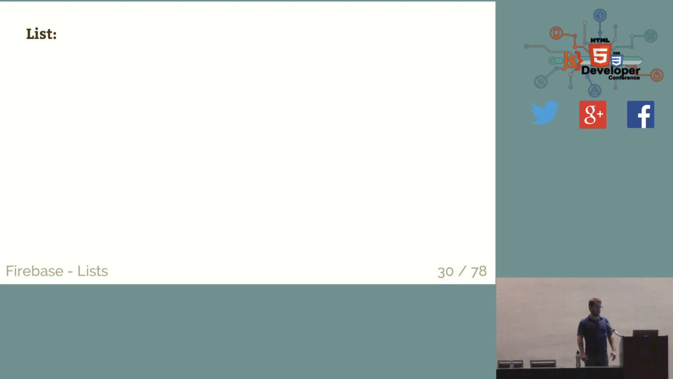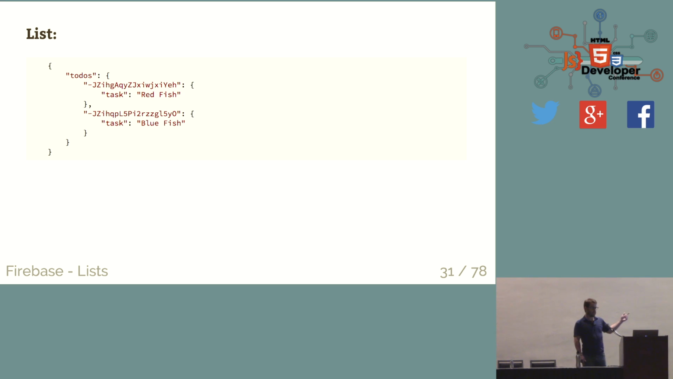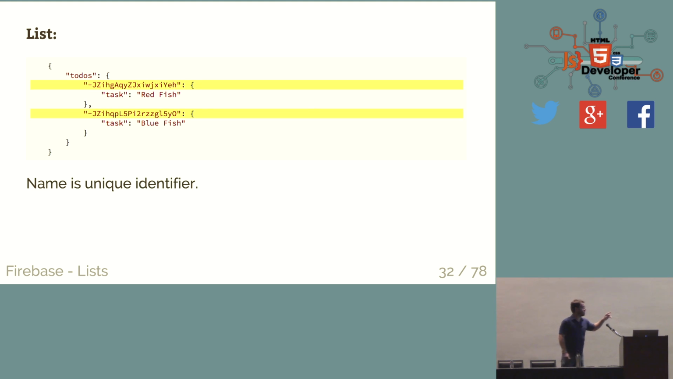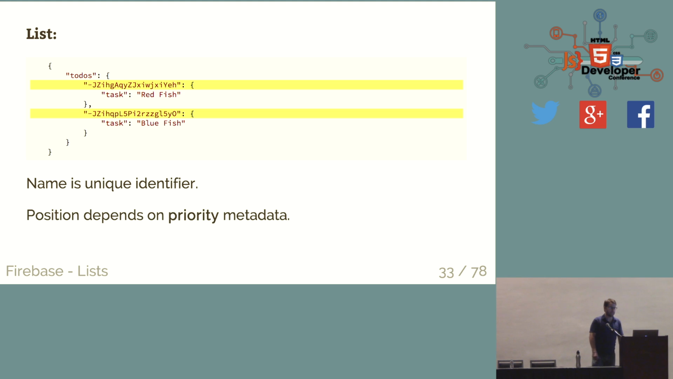Lists, on the other hand, look like this: similar, except now it's not an array, it's an object, and it has unique identifiers. Instead of using the indices 0, 1, 2, 3, we now have these unique IDs to identify the items in the list. And now the position of an item in the list depends on this priority metadata.